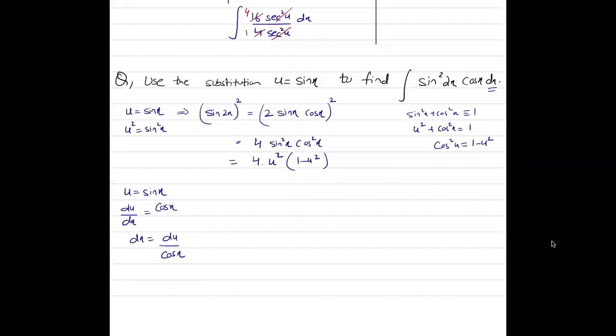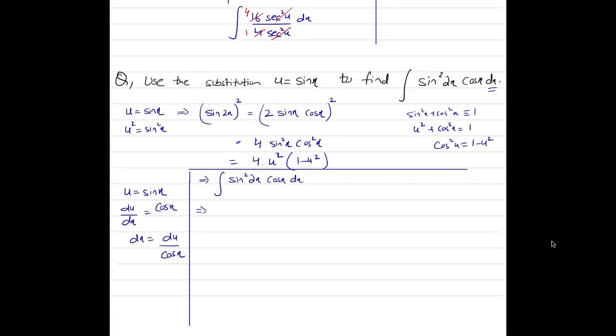Now our integration is going to become, I'm doing the integration bit over here. We were asked to integrate sine squared 2x cos x dx. Sine squared 2x is equal to 4u square times 1 minus u square. Cos x, what to do about cos x? I'm going to let cos x be as it is. If I replace dx, dx was du upon cos x. So cos x and cos x are eventually going to be cancelled out.